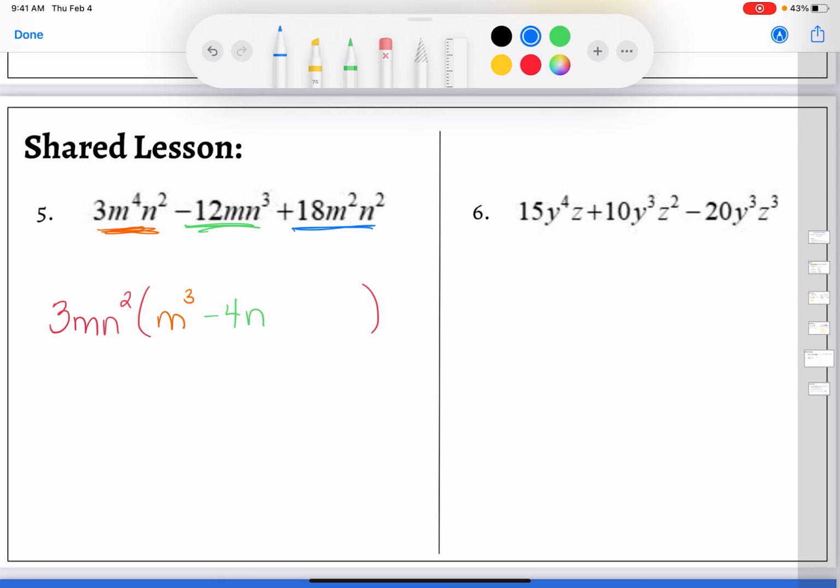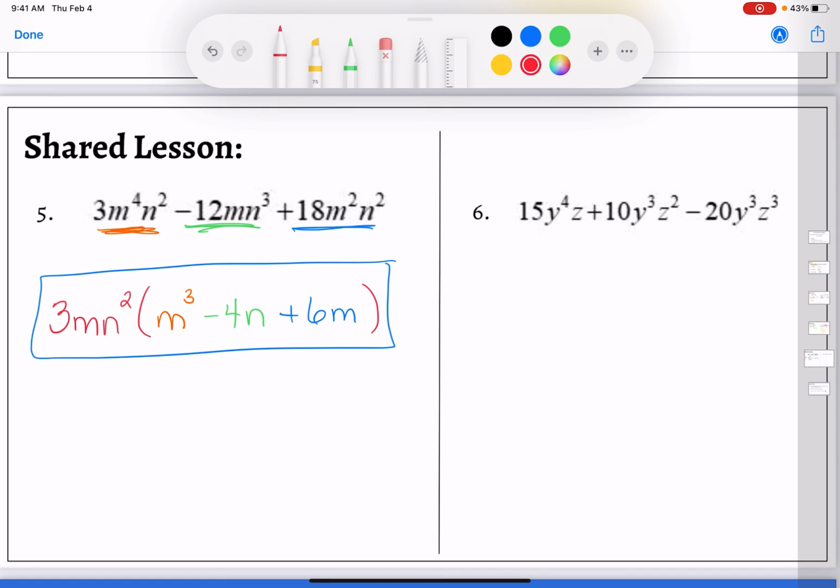Last term, 3 times positive 6 would give me positive 18. I have m out front. I need to get to m squared, so I need 1 more m. But I have n squared out front. I already have an n squared, so I don't need any more n's. So my last term will just be 6m. Got it.